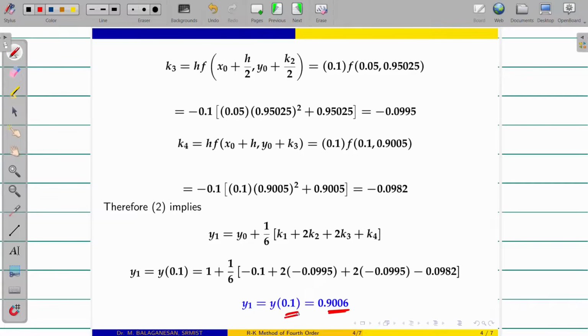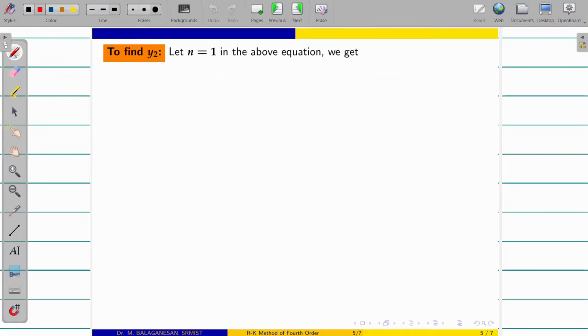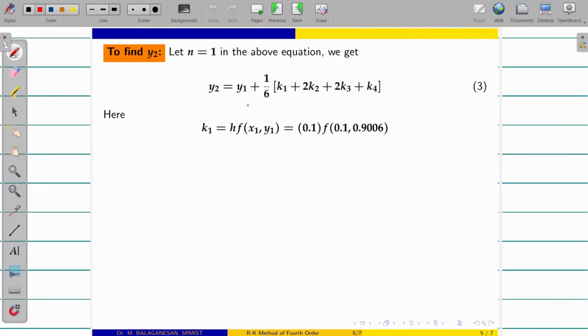So at x1 equivalent to 0.1, the y value is 0.9006. That's it, guys. So now we have to proceed for y2 in a similar way. To find y2, what is the value we have to give for n? Yes, obviously it is n equal to 1 in the entire formula. So left hand side y2, right hand side everything will be x and y, and you will get it.